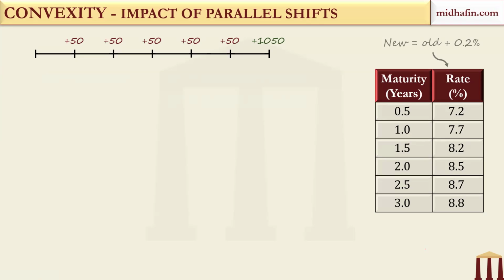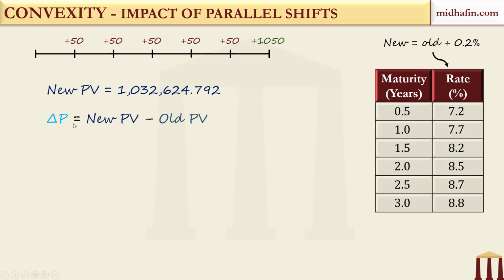So these are the cash flows that we have. Now, let's say the interest rate increases by 20 basis points, or 0.2%. So the new interest rates will be simply 0.2% plus all these numbers. When we use the new interest rates, we find that the new present value of the bond will be 1,032,624.792. It's the same bond that we used in the previous example, so that you will be able to appreciate the importance of convexity. Now let's see what the actual delta P is.